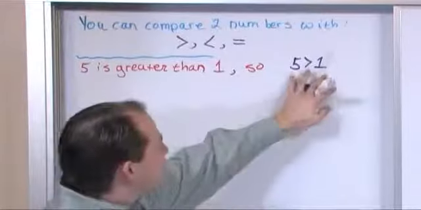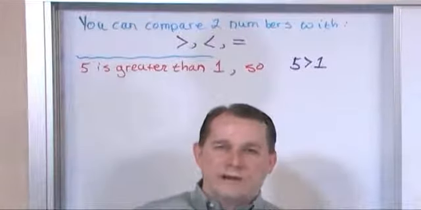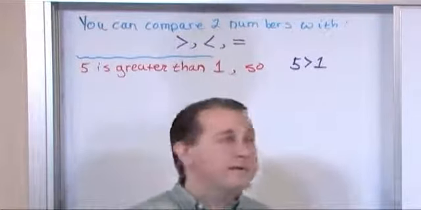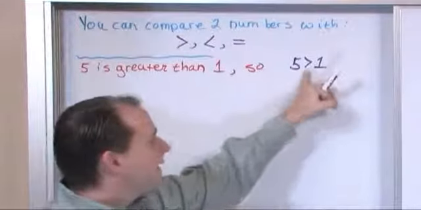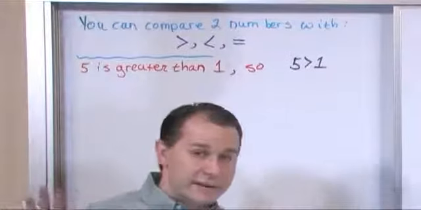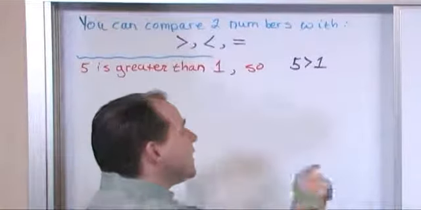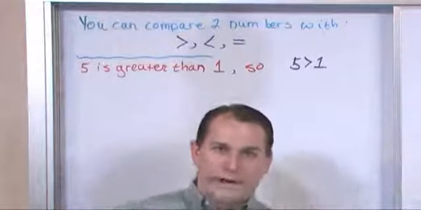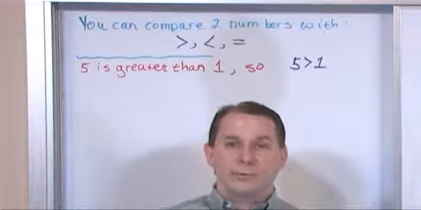So this is expressing something that you already know. You know that 5 is greater than 1. You can say it in a sentence. It's just that figuring out which way to point this arrow gives some people problems a lot of times. Here's what you do, and it's very simple, actually, once you have it explained like this. The arrow always points to the smaller number.